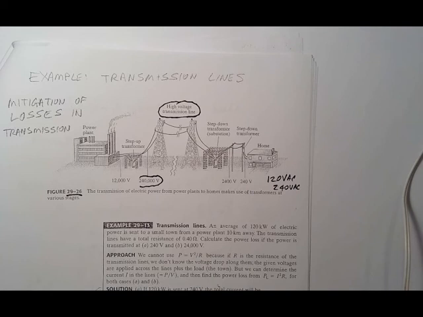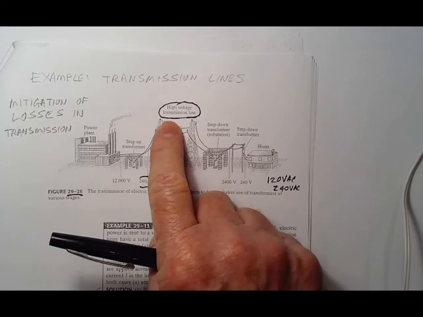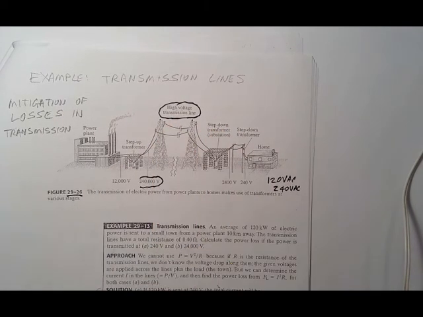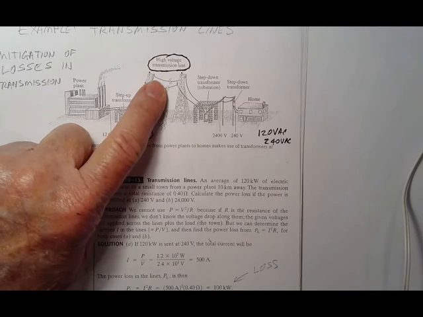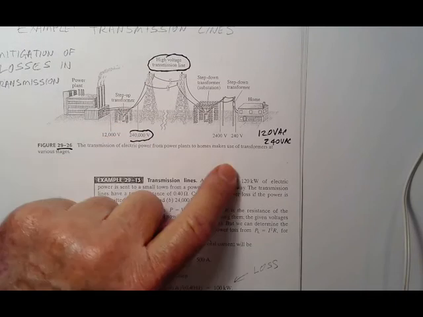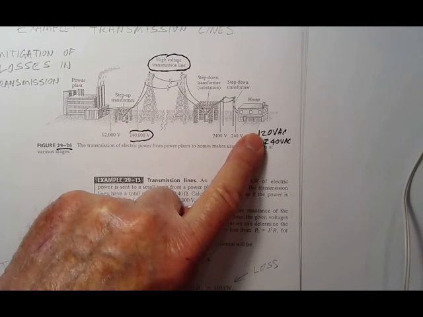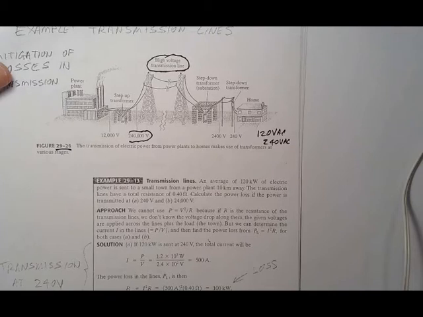What a whole bunch of fiddling around. We step it up and we step it down. Why do we do that? Okay, we do that to save losses in the system. We ship it at a quarter of a megavolt, and we use it down at 120 volts or 240 volts.